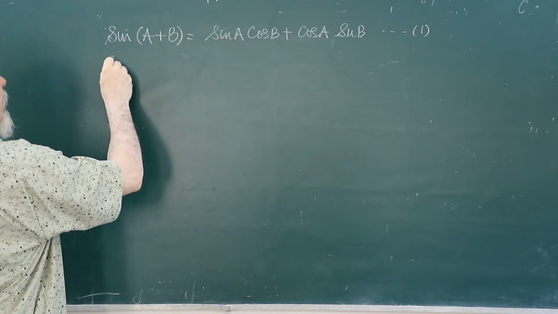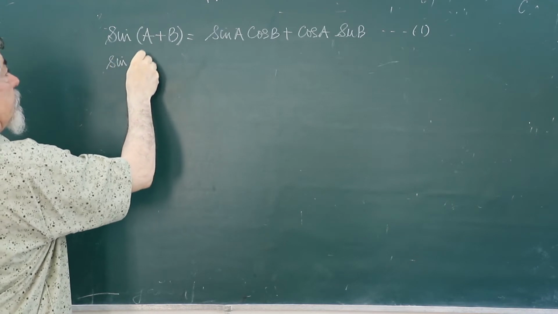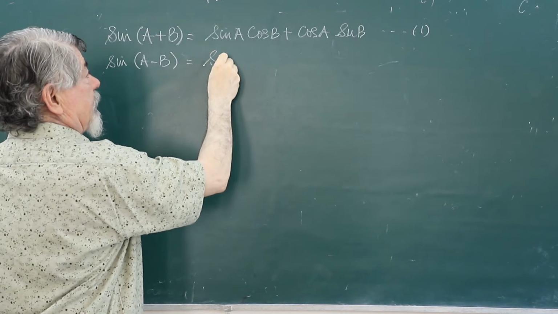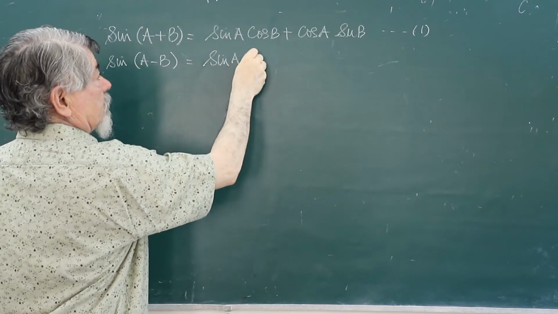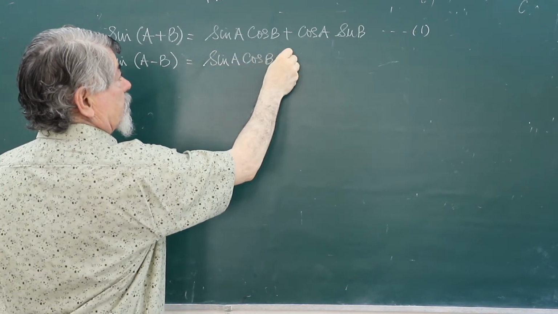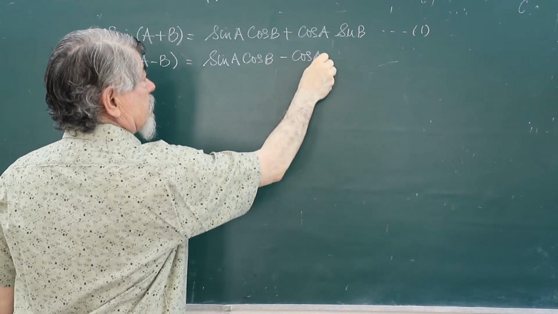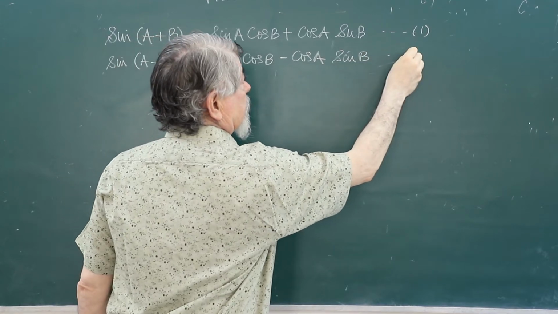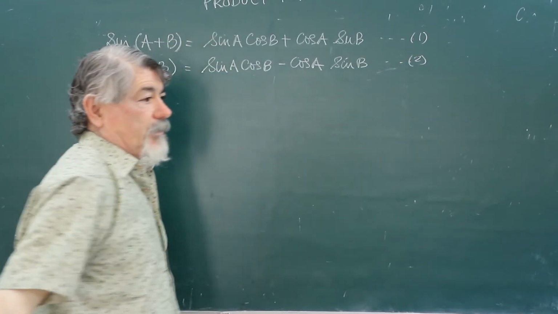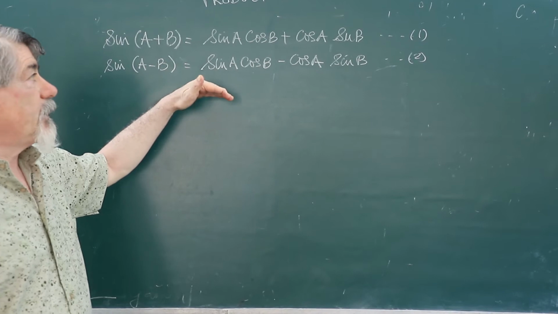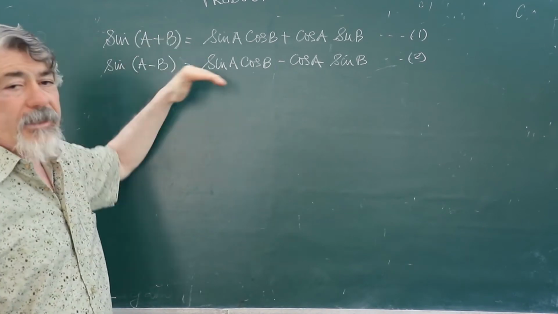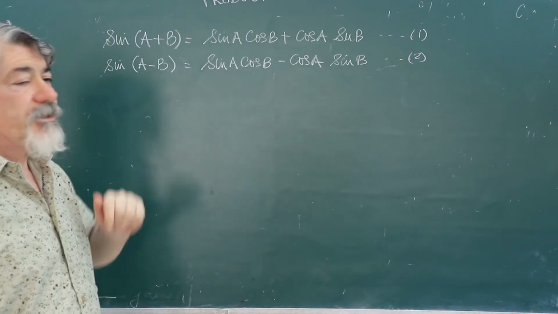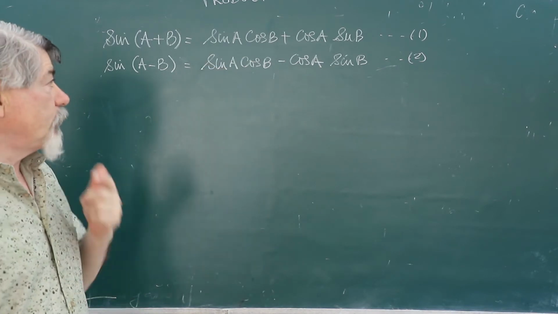Now if I say sine A minus B, it will be equal to sine A cos B minus cos A sine B. This is the second equation. This we have already studied. Now let us add equation 1 and 2 and see what happens.